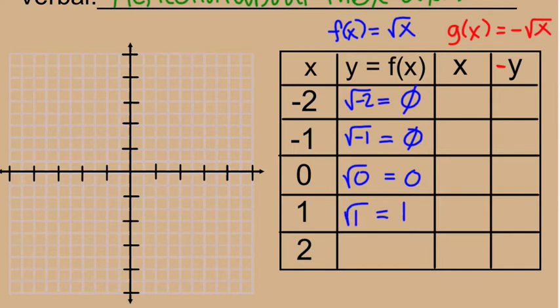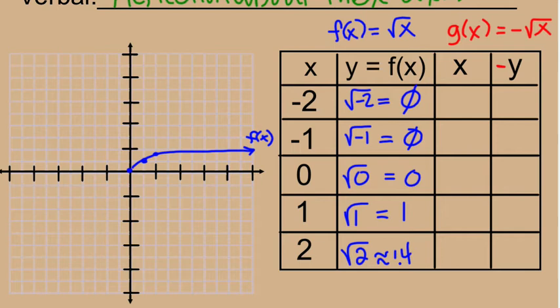Square root of 1, 1. Square root of 2, approximately 1.4. So if we go and graph that, 0, 0, 1, 1, 2, 1.4. So there is our f of x function, our parent.